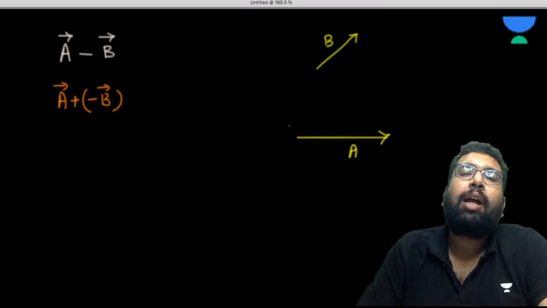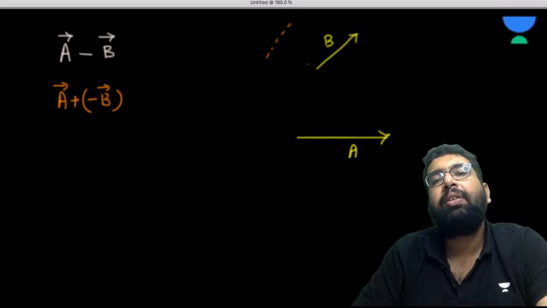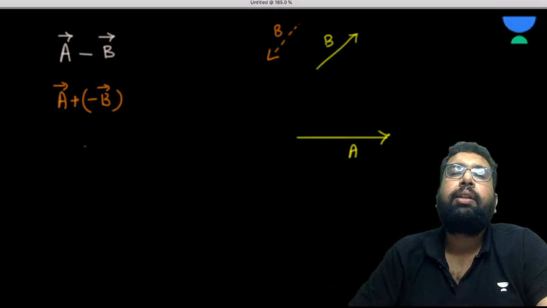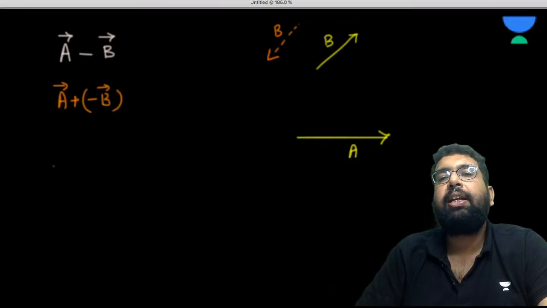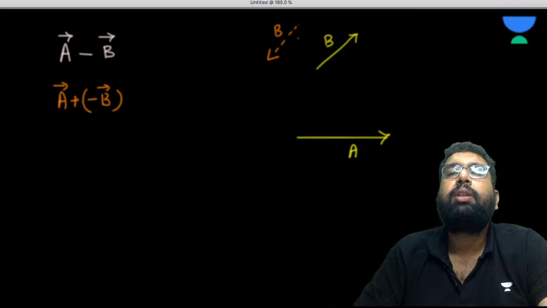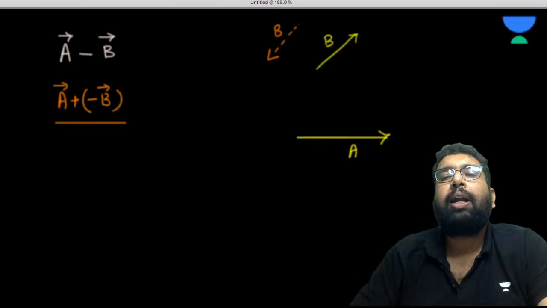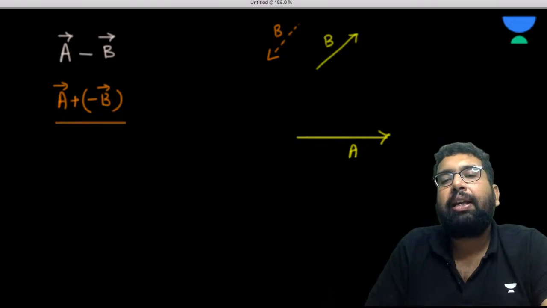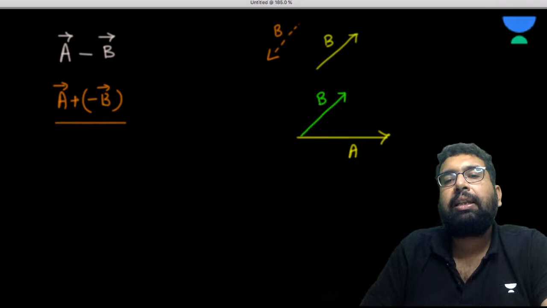So this is vector B, and this is the negative of vector B, reversed in direction and having the same magnitude. If you remember, the negative of a vector is when the vector is reversed in its direction, keeping the magnitude the same. So if we keep the magnitude of B the same and reverse it, in the direction it would look like this. This is the vector B, and this is the negative of vector B.